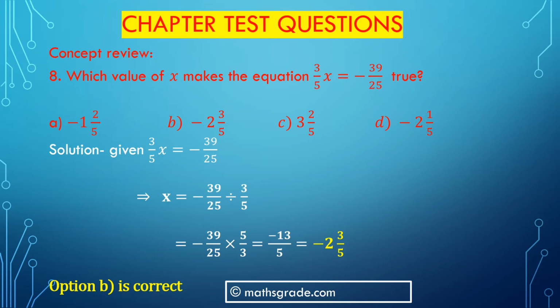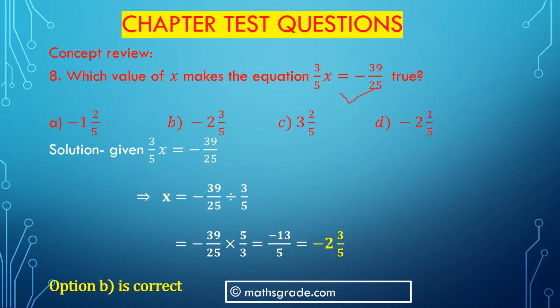Now we solve question number 8. Question number 8 is: which value of x makes the equation 3/5 x = -39/25 true? Options are: -1 2/5, -2 3/5, 3 2/5, and -2 1/5.